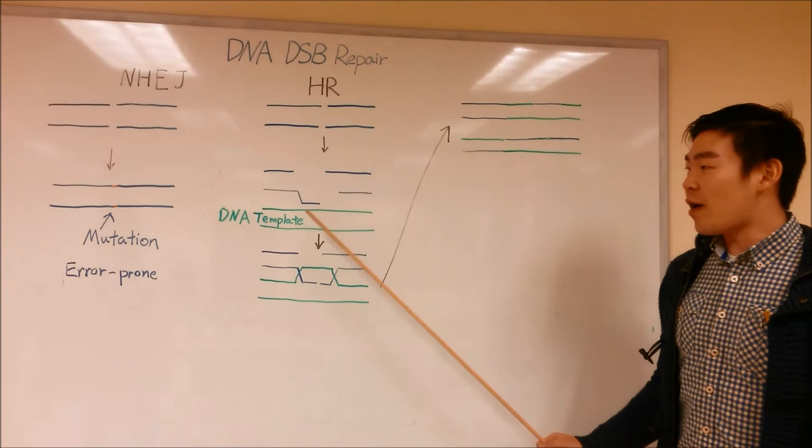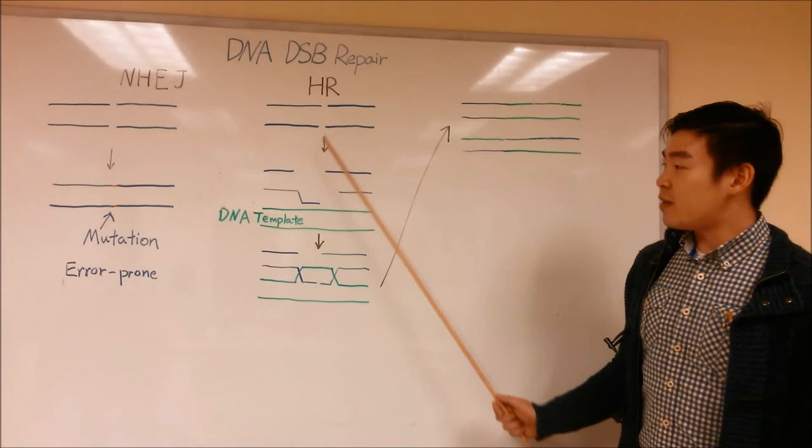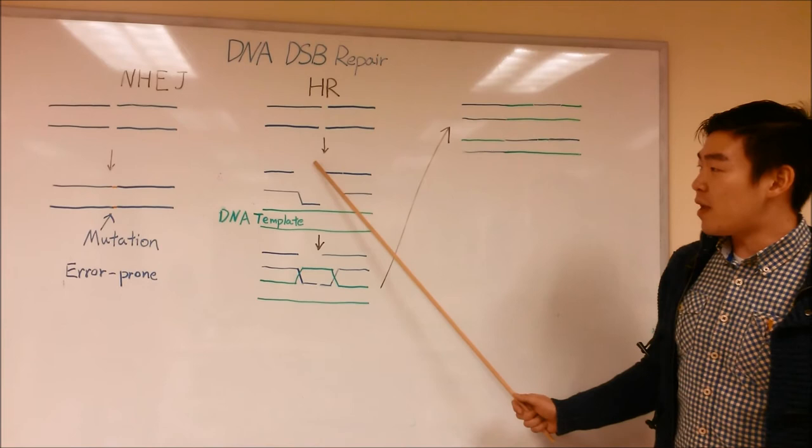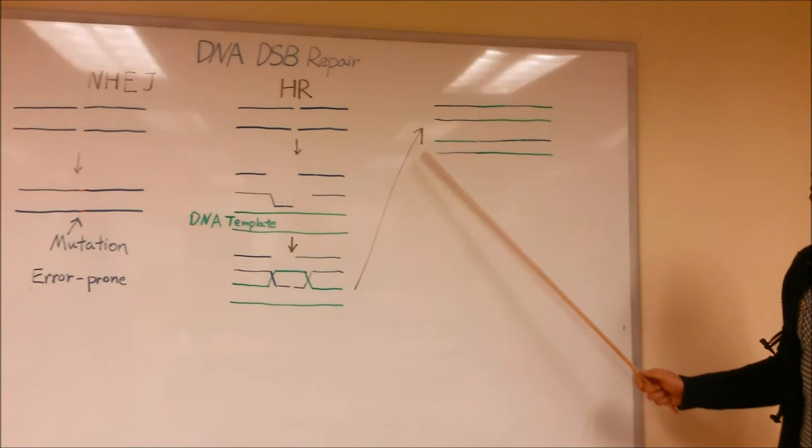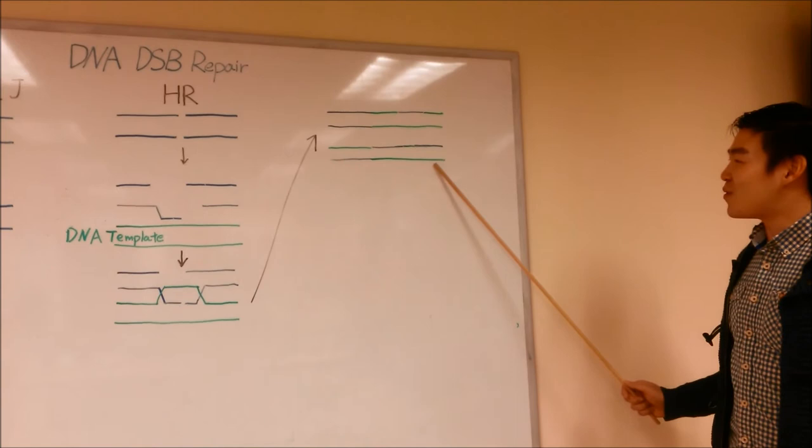In the second pathway, homologous recombination, which happens more frequently in higher eukaryotes, it requires a DNA template. After the DNA break, they use this template as a reference to repair the place where the break occurred. And after some complicated biological pathways or events, you get your break repaired. And also you have your reference DNA sequence. So it's all good.